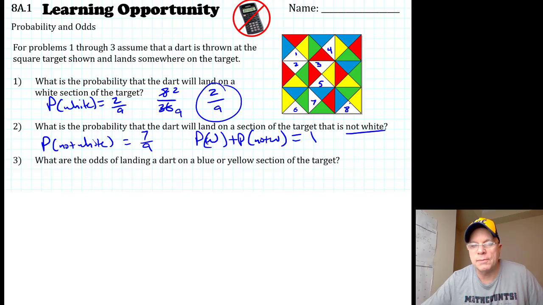If you took the time to count them up, you would have 28 sections that are not white out of 36, which simplifies to 7/9.